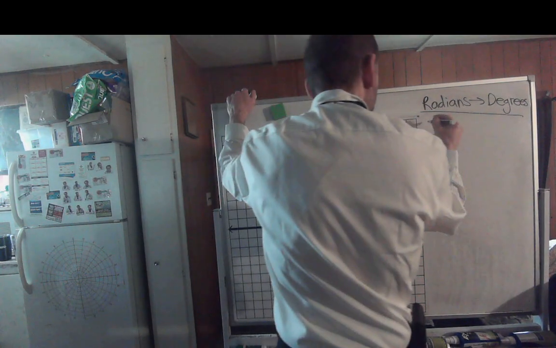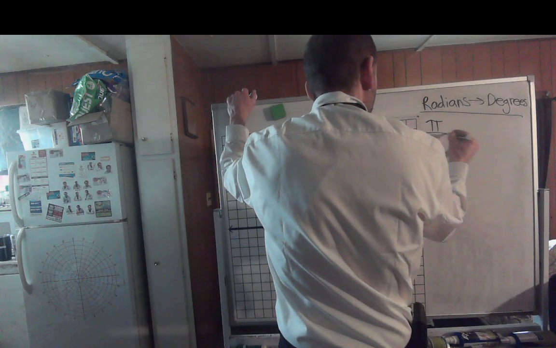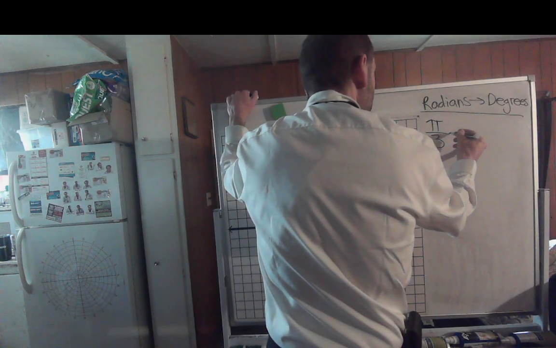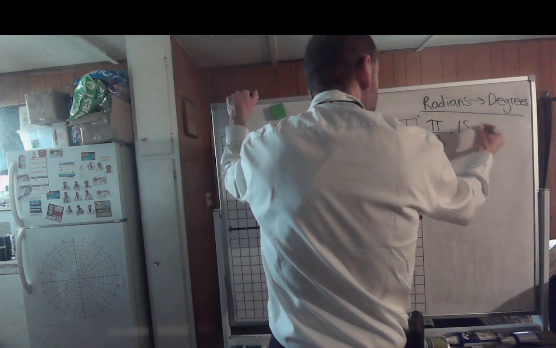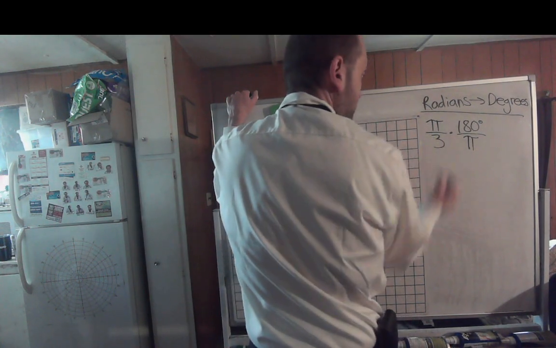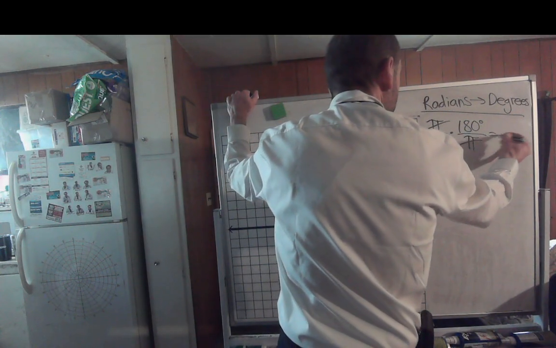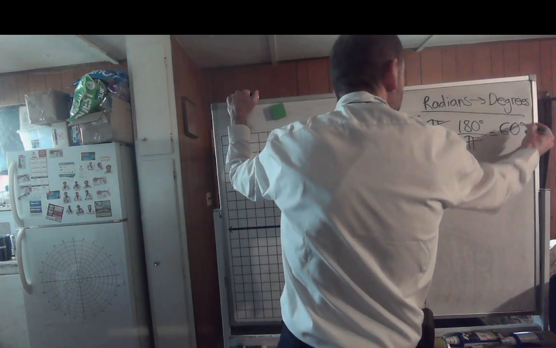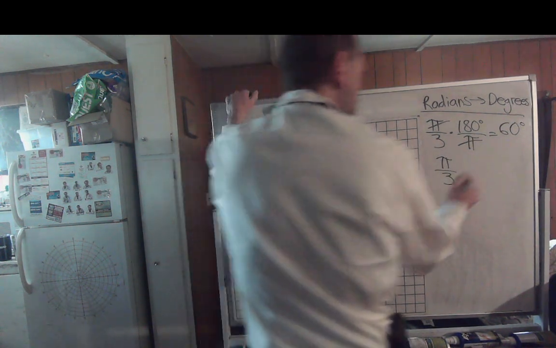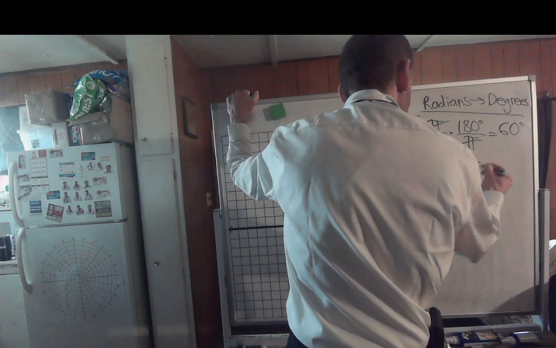All right, let's do pi over 3. Let's convert pi over 3 radians into degrees. So this would be the same as pi over 3 times 180 degrees over pi. Once again, your pi's cancel out. You'd be left with 60 degrees. So pi over 3 radians would equal 60 degrees.